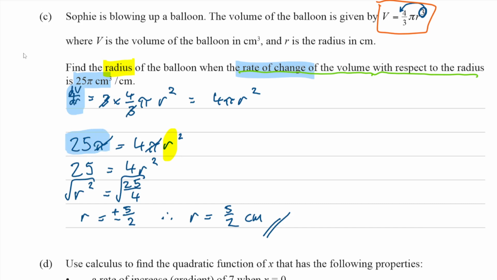It was radius squared, so we do expect 2 solutions. However, in this context, we only took the positive solution. The negative radius just means, if it was growing out the other way. But again, in this context, we'll just take the positive solution. And so if you found the derivative and equated it to 25 pi, that is achieved. If you then went on to find the radius, that is merit.